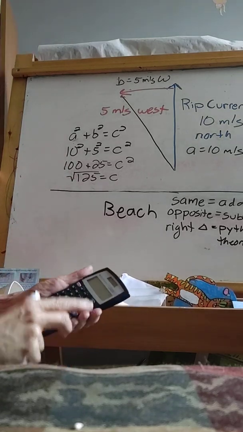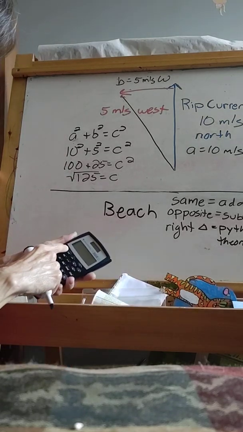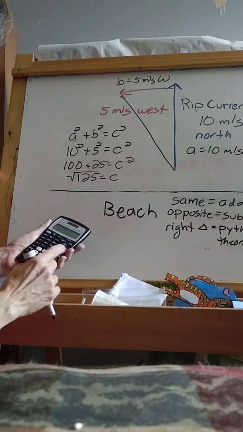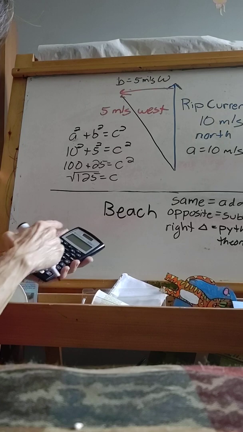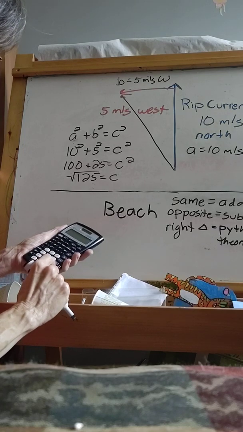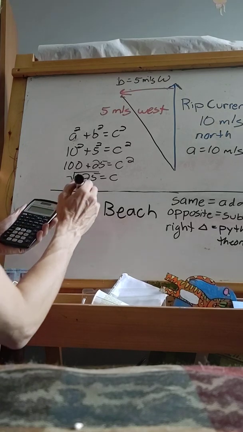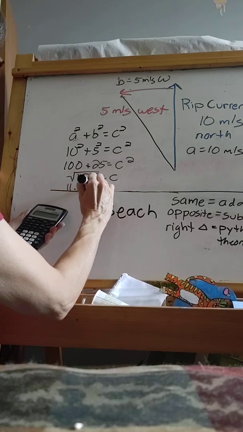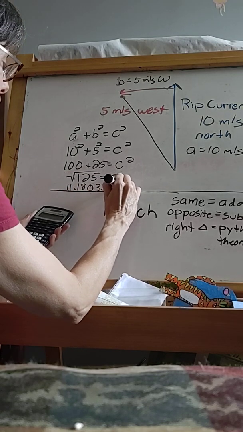You can't do this in your head. Don't try. Go ahead and use the calculator. There is a button on your calculator that looks like this weird little symbol. That's the square root sign. So I do the square root sign, and then I put in 125. I hit equals, and the answer I got was 11.180333989.